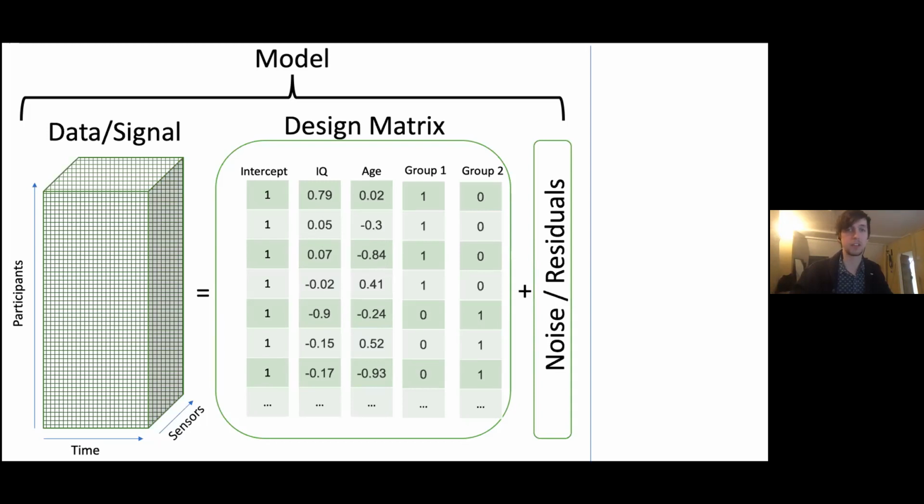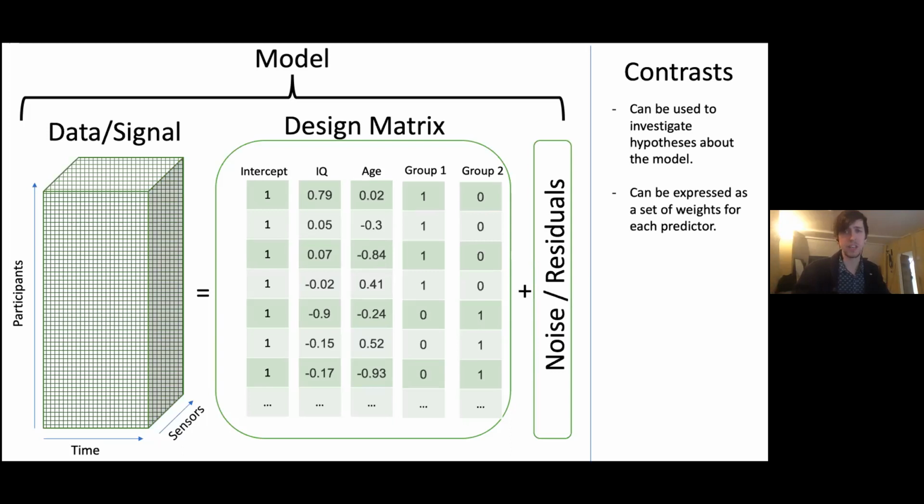Okay, so that's building the model, but in order to test some kind of hypothesis, you have to design contrasts. These can be expressed in different types of software in different ways. But here I'm going to express them as a set of weights that map onto this design matrix. So for instance, if you want to look at the main effect of IQ, you would have a weight matrix like this to represent that contrast.